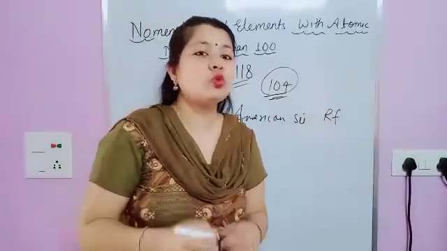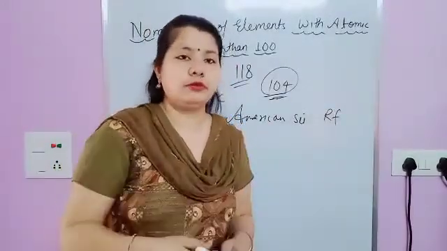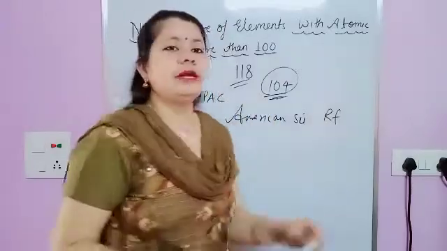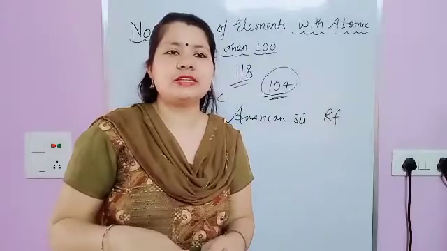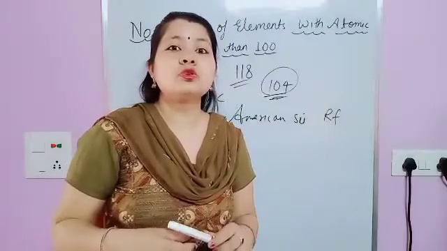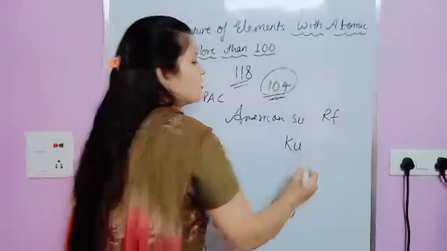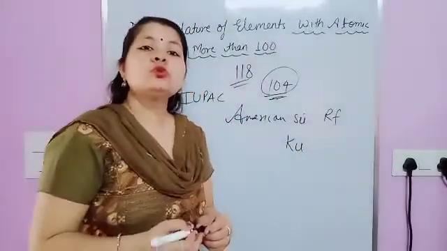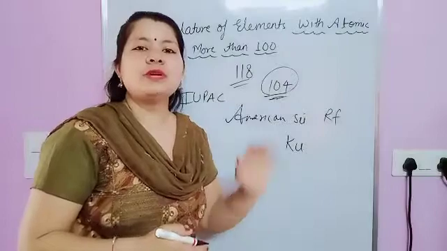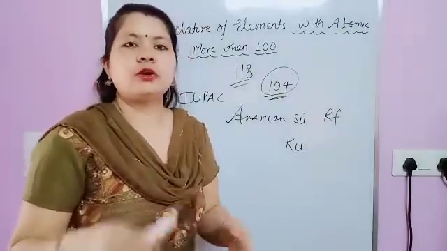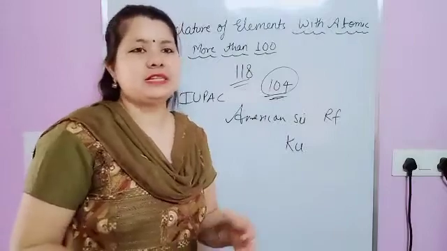And what about the Soviet scientist? He also claimed the discovery of the same 104th element. According to the Soviet scientist, the name given was Kurchatovium, and the symbol given was Ku. So to sort out that problem, IUPAC nomenclature was introduced. I'll explain to you how to write the names.